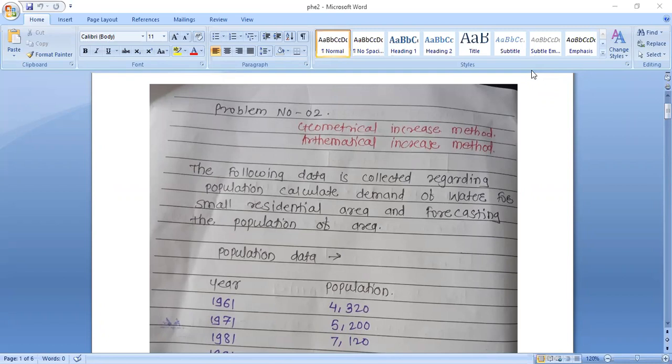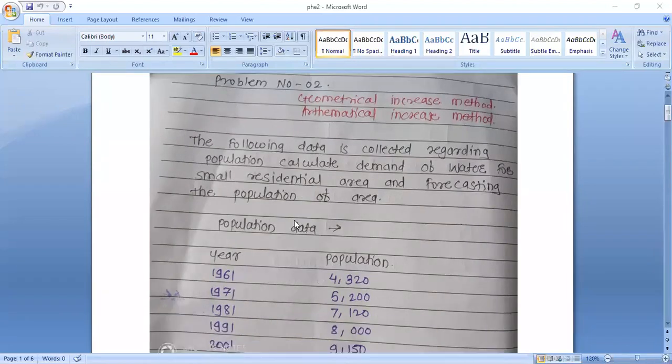There are four methods of forecasting the population of any city or any town: the incremental increase method, arithmetic increase method, geometrical increase method and graphical method. Now in this lecture we are going to see problem number 2, which is on the geometrical increase method and arithmetical increase method. Now see what the question is.